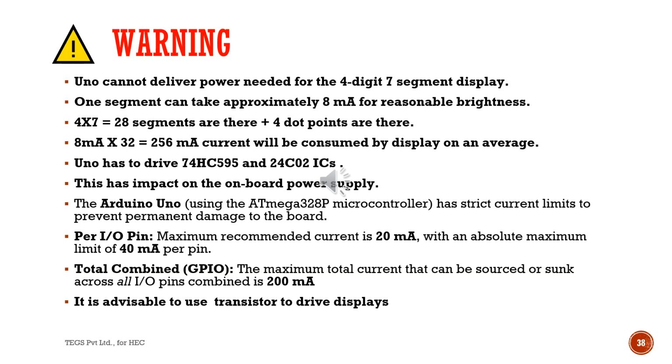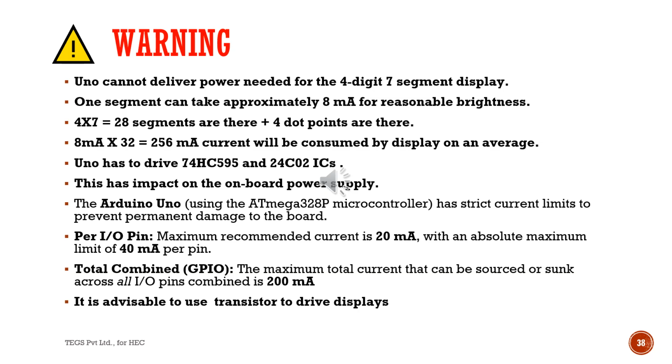Warning: Uno cannot deliver the power needed for a 4-digit 7-segment display. One segment can take approximately 8 milliamps for reasonable brightness. 4 into 7 is equal to 28 segments, plus 4 dot points, so 32. 8 milliamps into 32 equals 256 milliamperes of current needed for average brightness of the display.